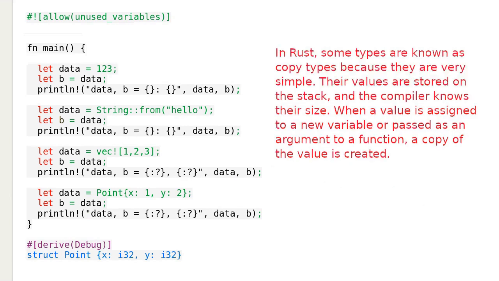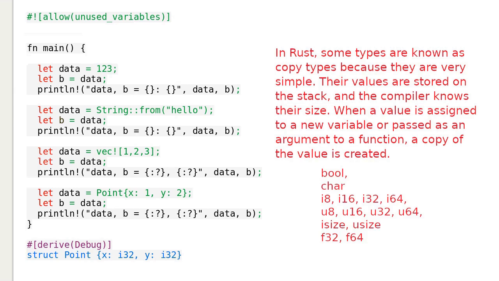Here are the reasons. In Rust, some types are known as copy types because they are very simple. Their values are stored on the stack, and the compiler knows their size. When a value is assigned to a new variable or passed as an argument to a function, a copy of the value is created. These are examples of the copy type. The string, vector, and custom-defined struct types do not support copying. The only way to avoid violating the ownership rules is to transfer the ownership to the new variable.